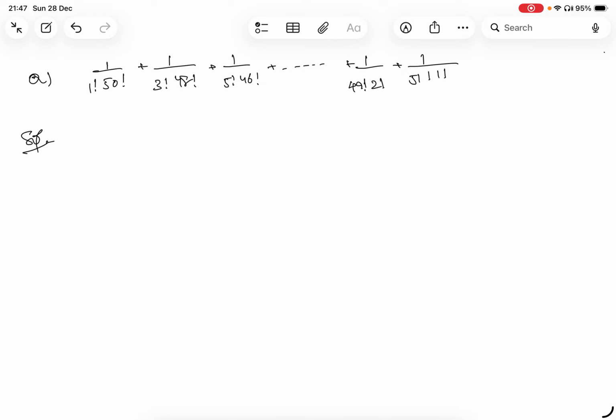As you can see, the terms are in the form of 1 by a factorial into b factorial. The formula for nCr equals n factorial by r factorial into n minus r factorial. The denominators of these terms have two factors, r factorial and n minus r factorial. For the first term, r equal to 1, to get 50 factorial, n minus r must be 50, so n must be 51.